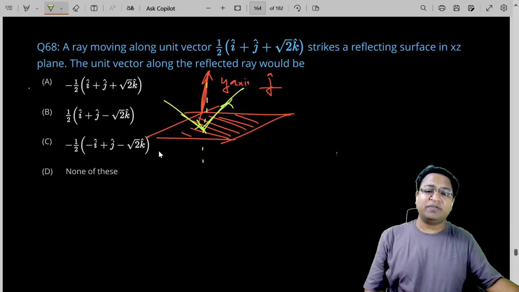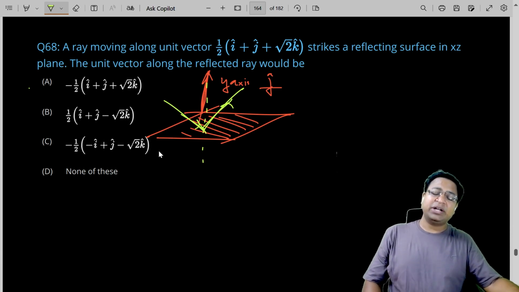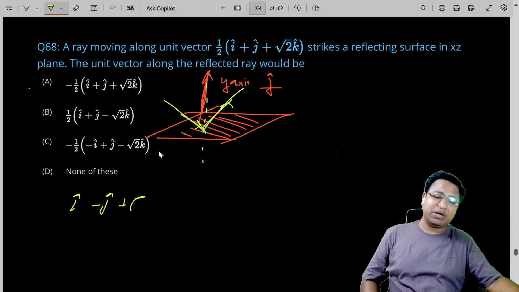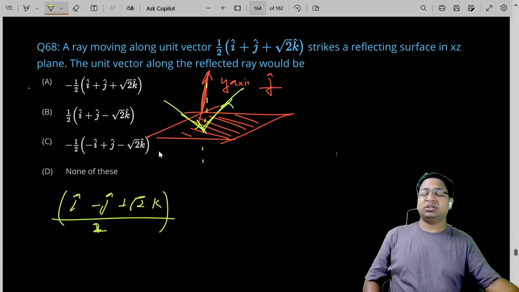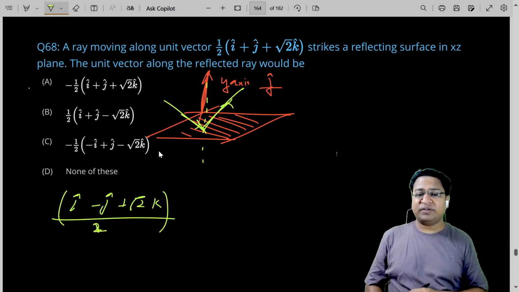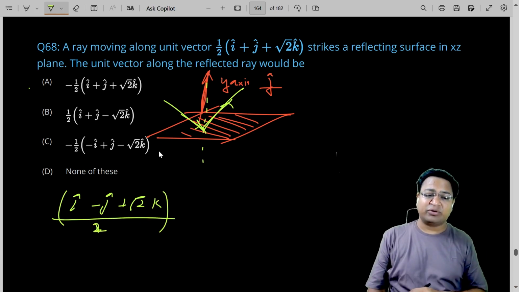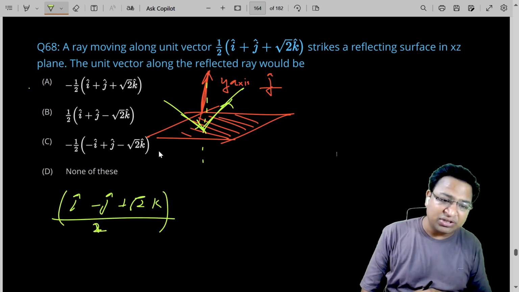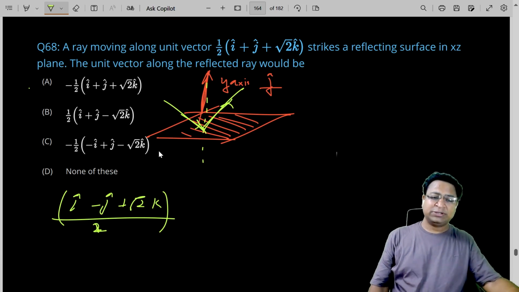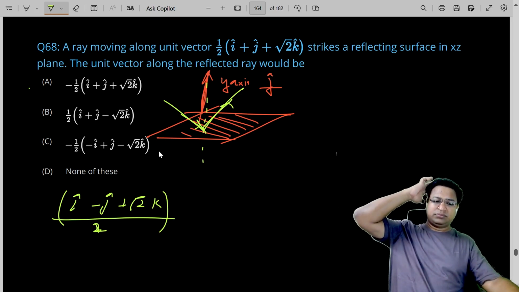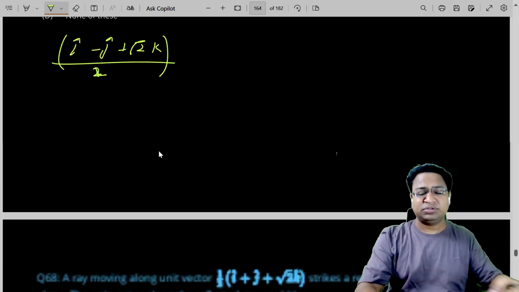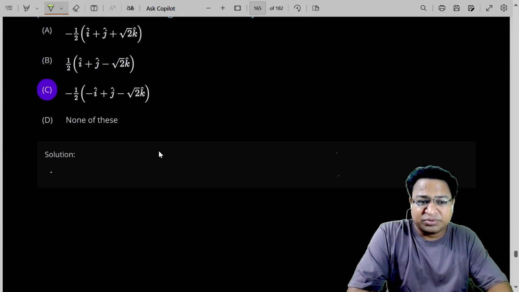All right, so the unit vector along the reflected ray would look like i cap minus j plus root 2 k divided by 2. This is how the unit vector along the reflected ray would look like. So this looks to be the correct one. All right, so option C is the correct one.